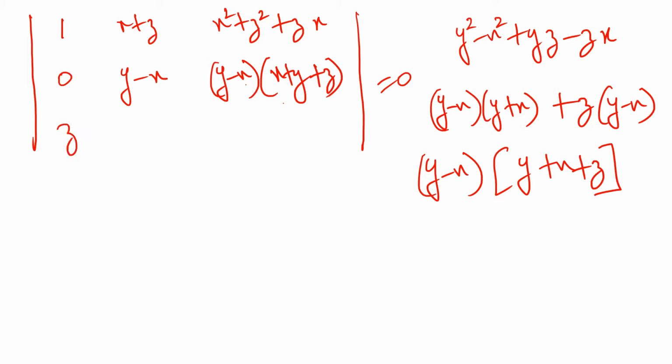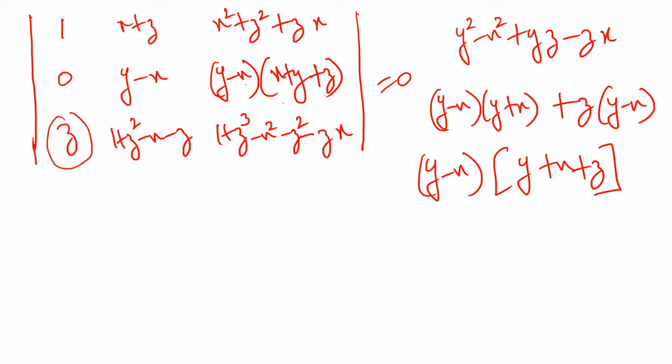And the third row we had as z, then 1 plus z square minus x minus z. And here we have 1 plus z cube minus x square minus z square minus zx. Fine. Now, as I told you, we'll be creating 0 at this position.